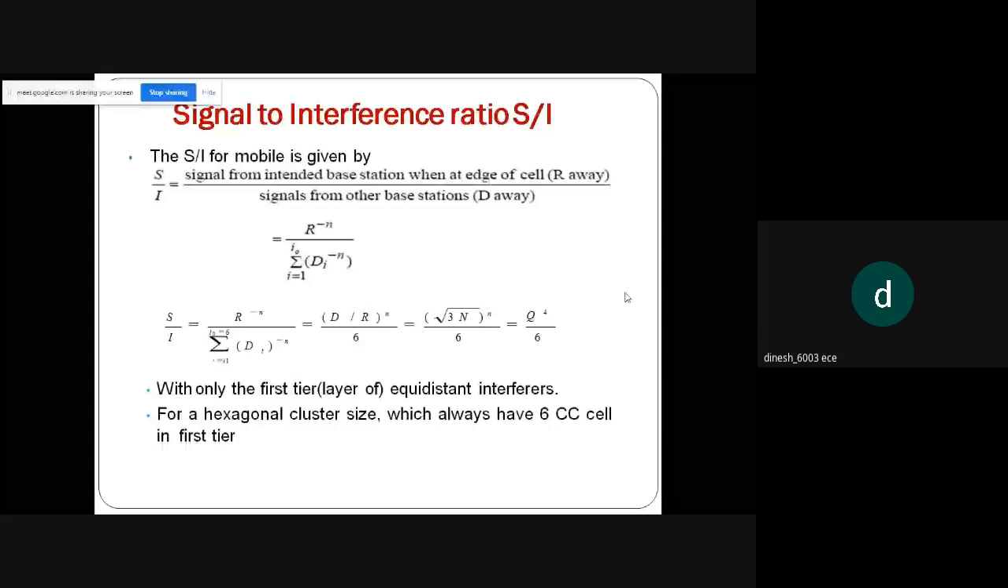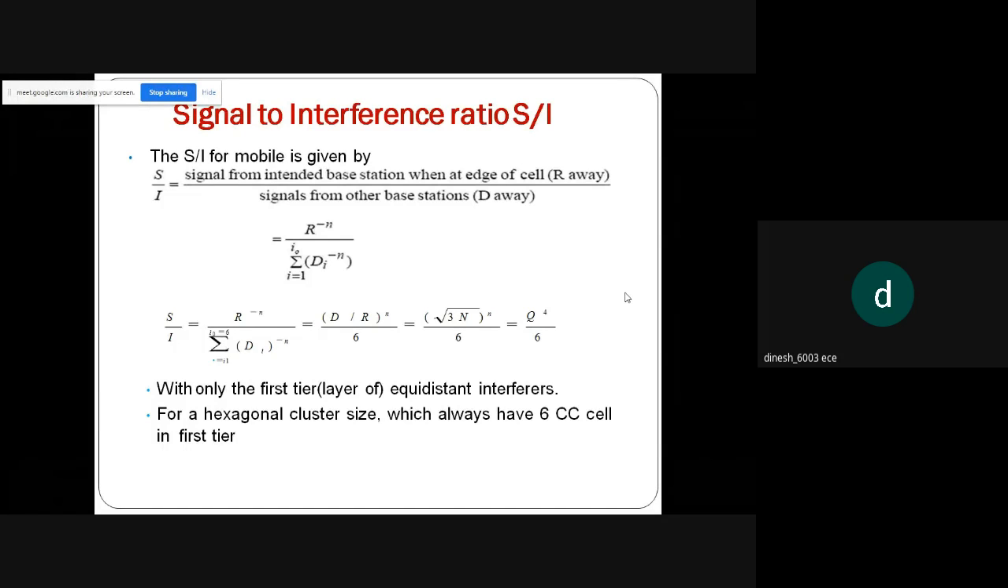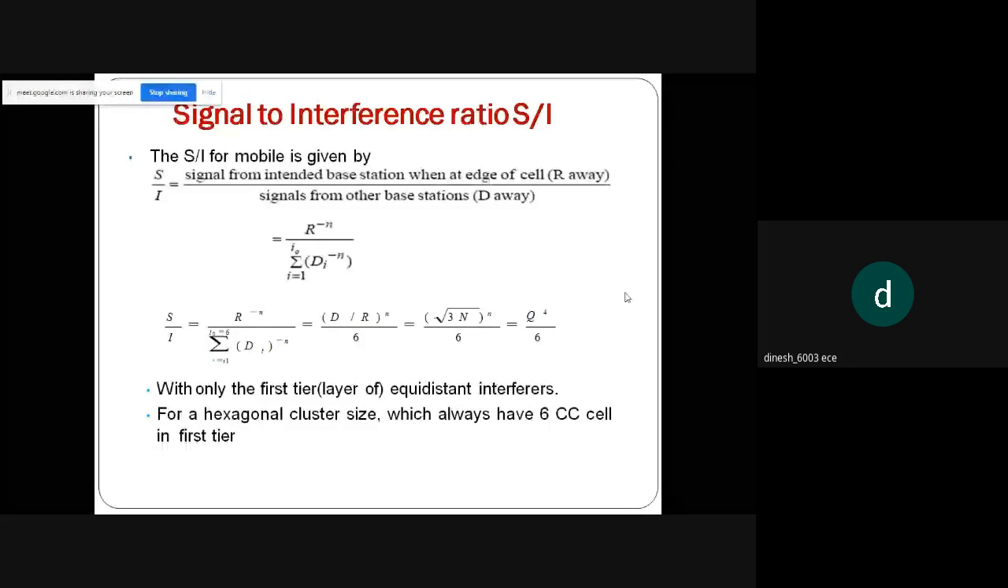Then you can calculate the signal to interference ratio for the mobile as the signal from its own base station at the edge of the cell, which is R, divided by the signals from other base stations at distance D. So R to the power minus n, divided by the summation of I from 1 to I naught of Di to the power minus n.